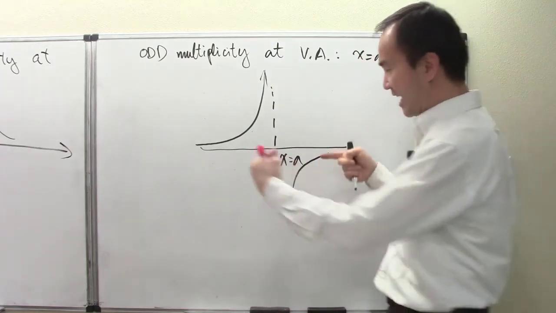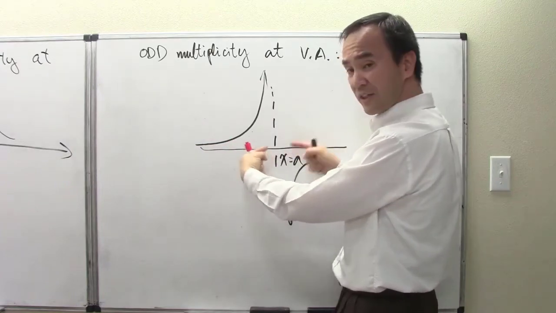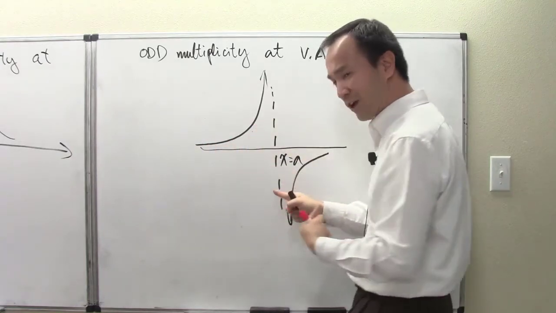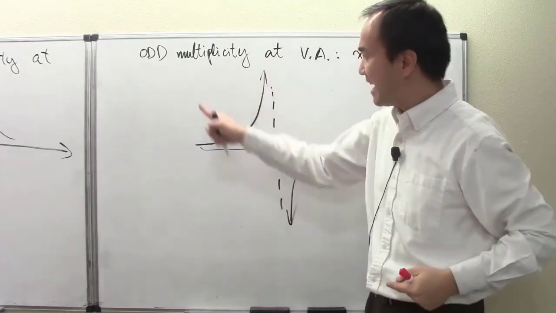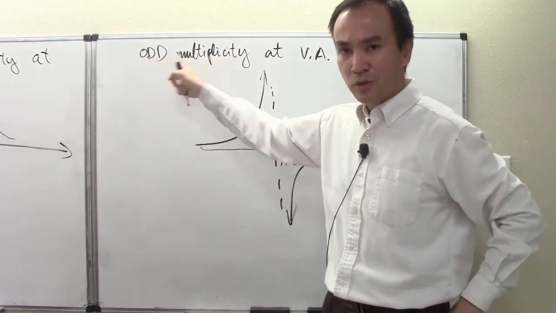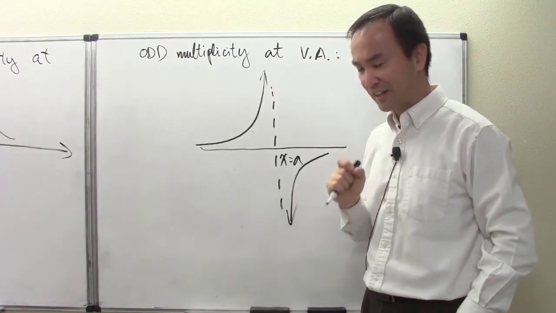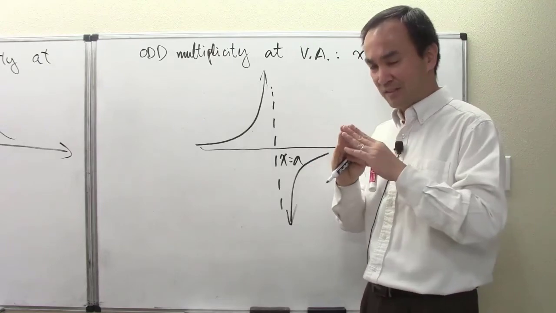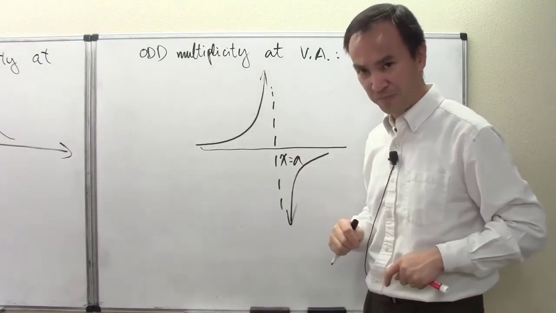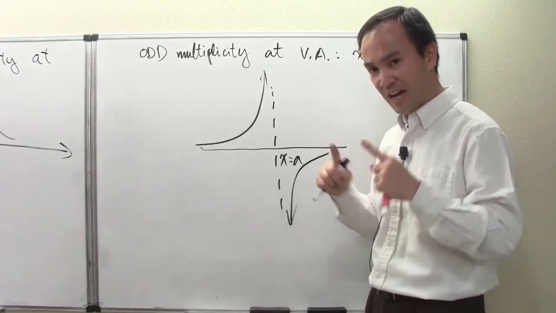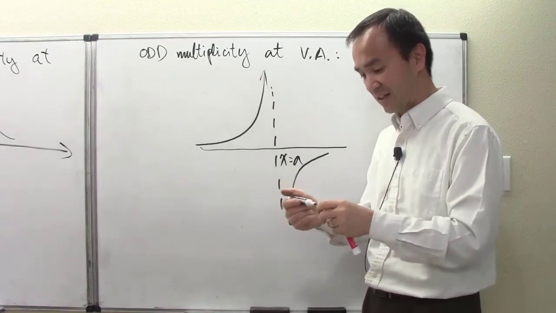But in the end, as the two pieces of the graph on the two sides of the VA right here are getting closer to the vertical line itself, the two pieces point in completely opposite directions. That's what happens with odd multiplicity at a specific given VA. And that's generally some good detail about multiplicity, how multiplicity affects the graph of our function, the shape of the graph around a given multiplicity.